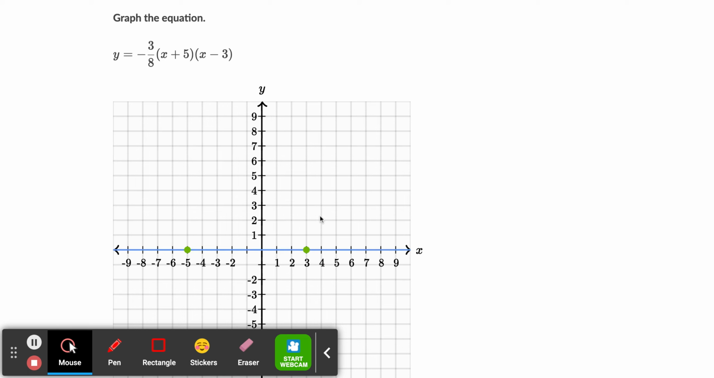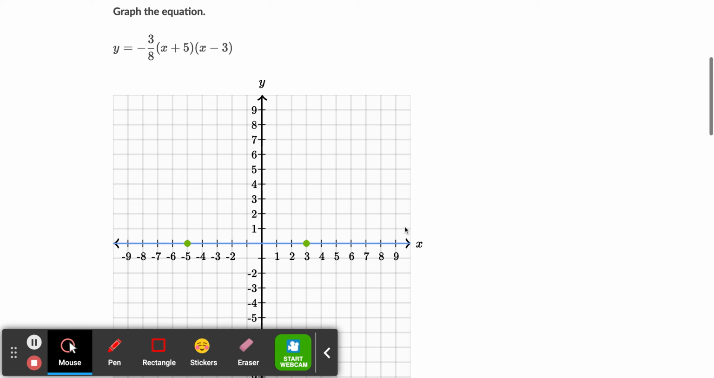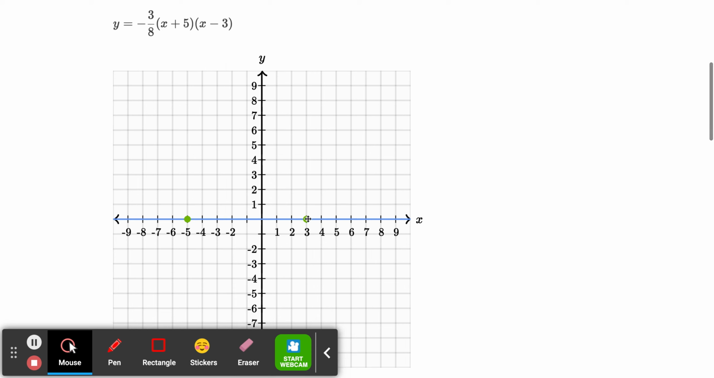So you have 2 points on this graph. One that goes through -5, 0, and one that goes to 3, 0. Okay, this is obviously not the parabola because one of the points controls the vertex. Okay, but I just want to give you a visual that the parabola will go through these 2 points.